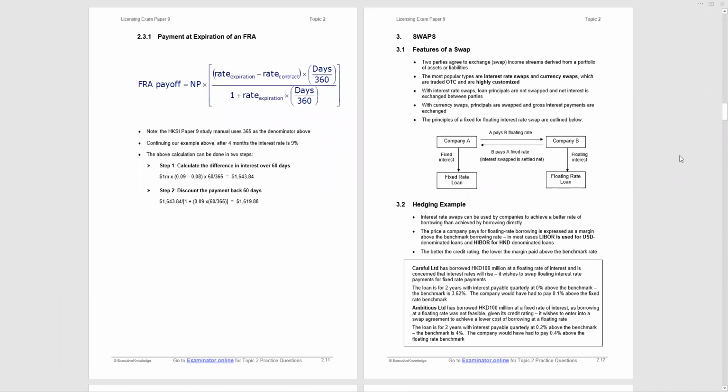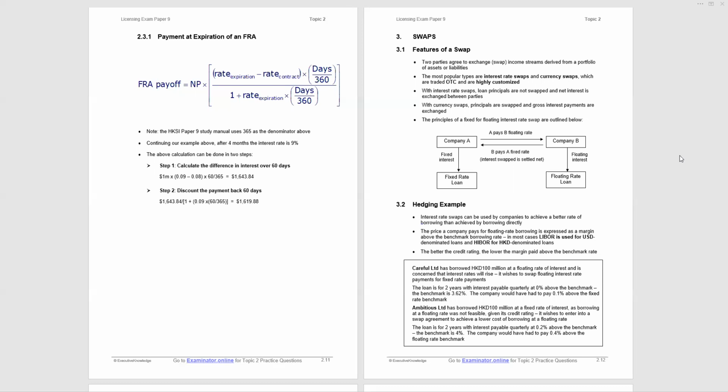But I would say what you're highly likely to be examined on is what is a 4x6 FRA, and it's just the narration of the explanation. But the forward rate agreement payoff is the notional principal, that's what you're basing it all on, multiplied by the interest rate that exists at the time of expiry of the FRA minus the rate that was in the FRA, in our example was 8%.